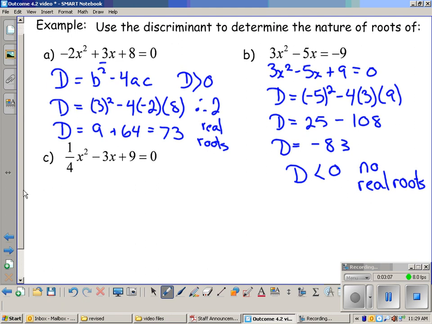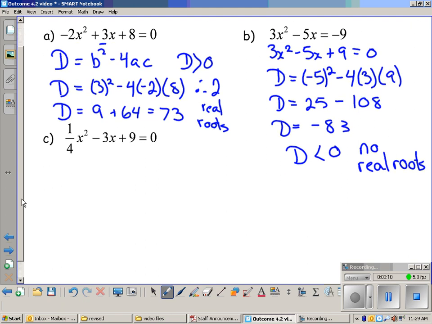Our last example has a fraction in it, and we could substitute the fractions in, but it does make it more difficult to work with fractions. And so instead of working with fractions, I'm going to multiply each term by 4. 1/4 times 4 will leave me with just x squared. 4 times negative 3 is negative 12x, plus 4 times 9, which is 36. And on the right-hand side, 4 times 0 is 0.